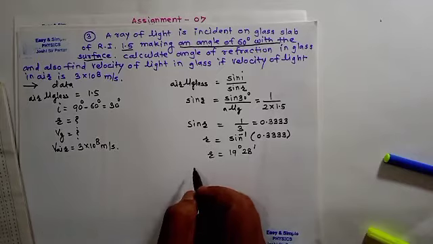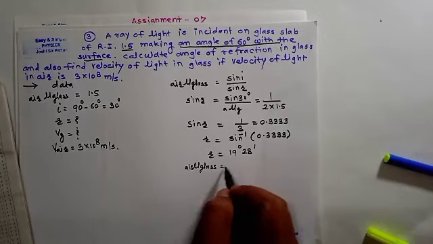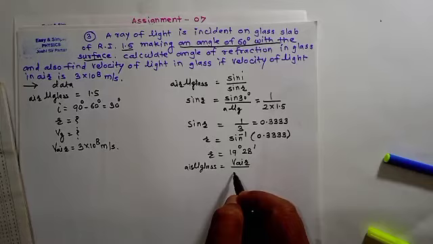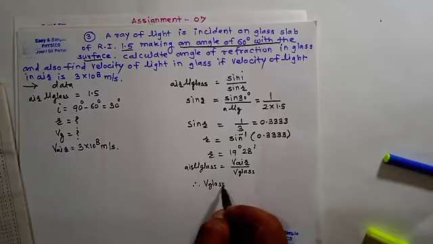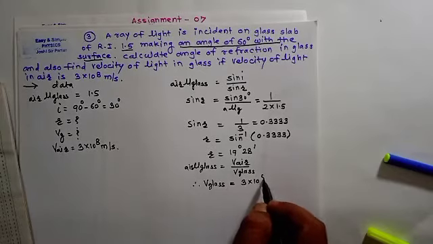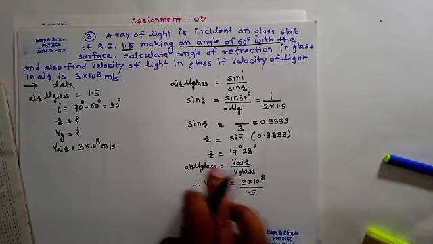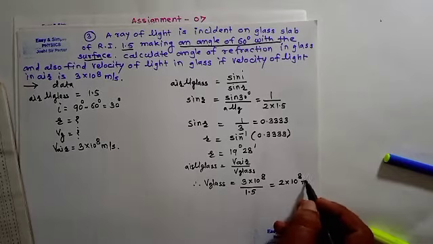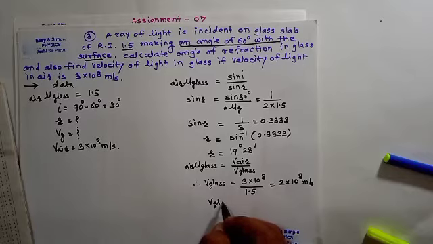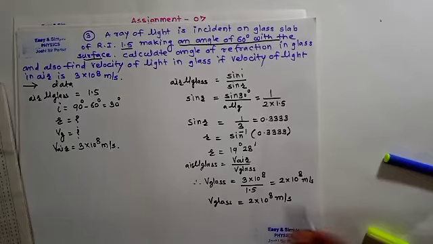Again, we can find out: refractive index for glass with respect to air is equal to velocity of light in air upon velocity of light in glass. Therefore, velocity of light in glass is equal to 3 into 10 to the power 8 divided by 1.5, because the refractive index is 1.5. So it will be 2 into 10 to the power 8 meter per second. So the velocity of light in glass is 2 into 10 to the power 8 meter per second.